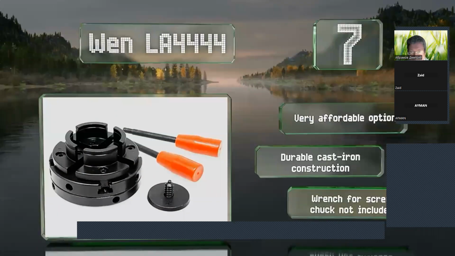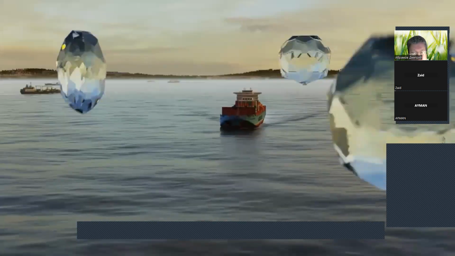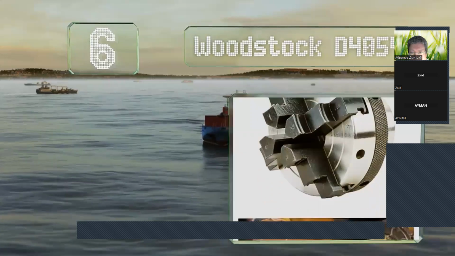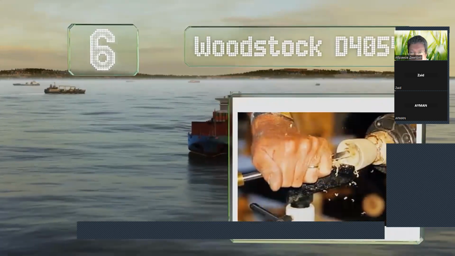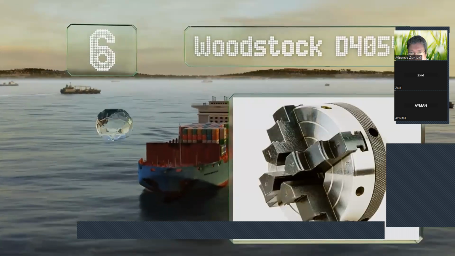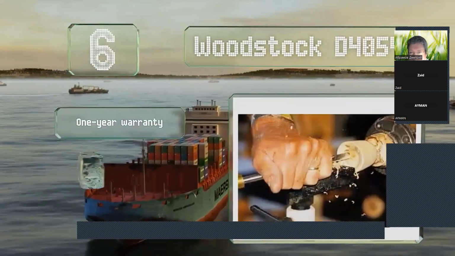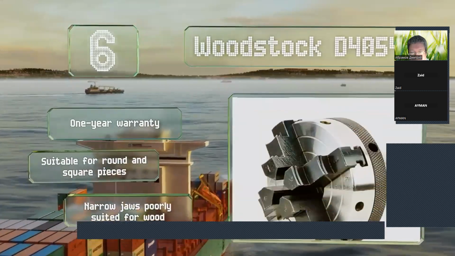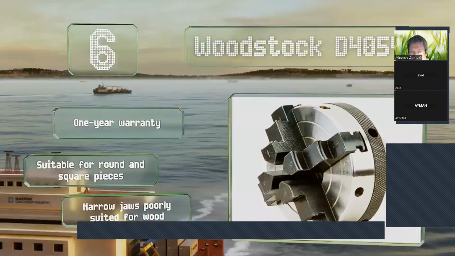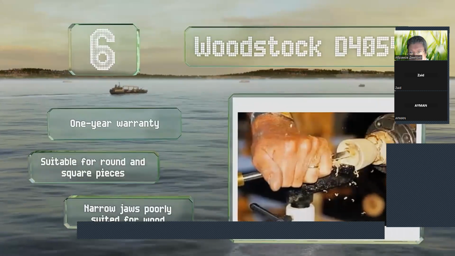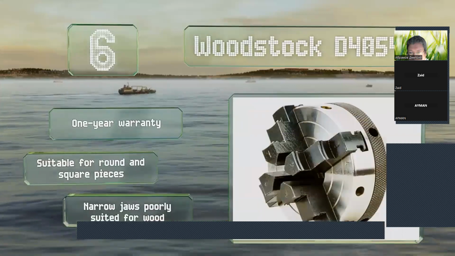Number 6. The Woodstock D4054 is a 3-inch model with 4 reversible stepped jaws for both internal and external gripping. Setting materials is easy thanks to its knurled adjustment plate and the two 4-inch wrenches included for final tightening. This one's suitable for round and square work pieces and is backed by a 1-year warranty. However, the narrow jaws are not ideal for wood.